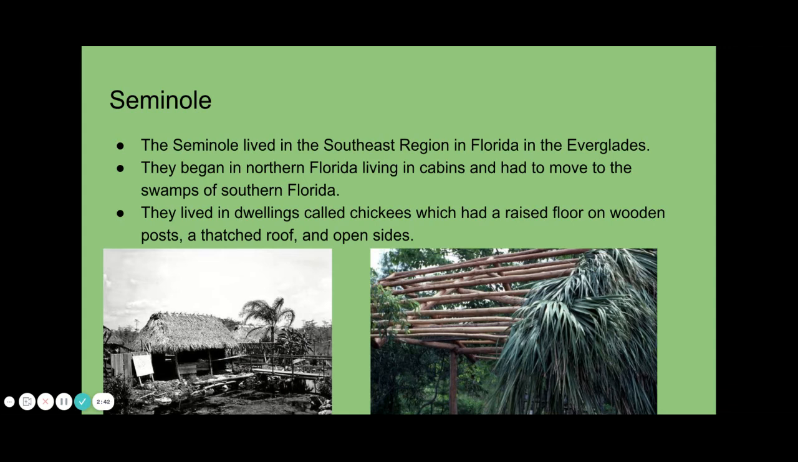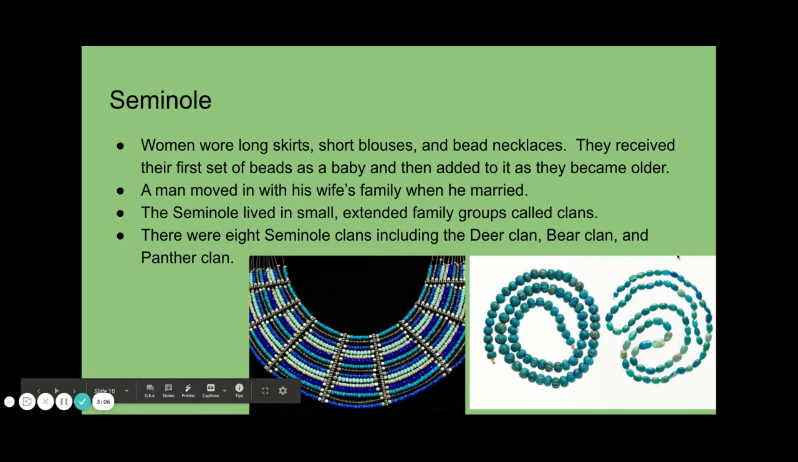Next, we have our Seminole tribe. The Seminole lived in the southeast region in Florida, near the Everglades, actually. They began in northern Florida, living in cabins, and then they moved to the swamps in southern Florida, okay? They lived in dwellings called chickees, which had a raised floor on wooden posts and a thatched roof, okay, which looks like this, okay, and open sides.